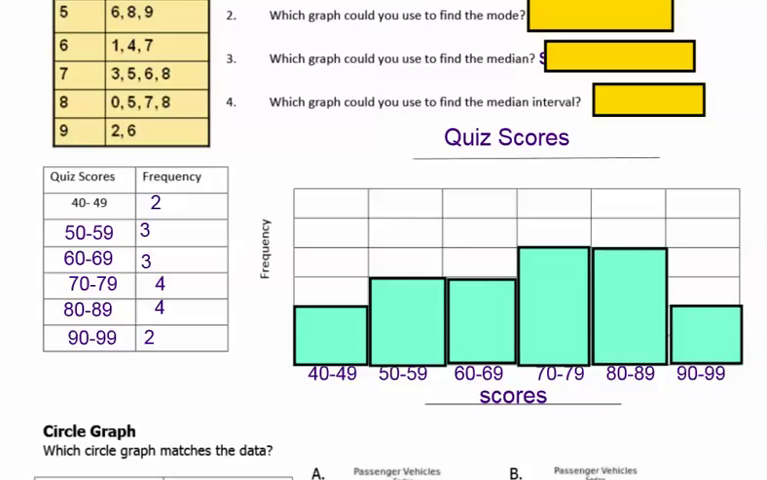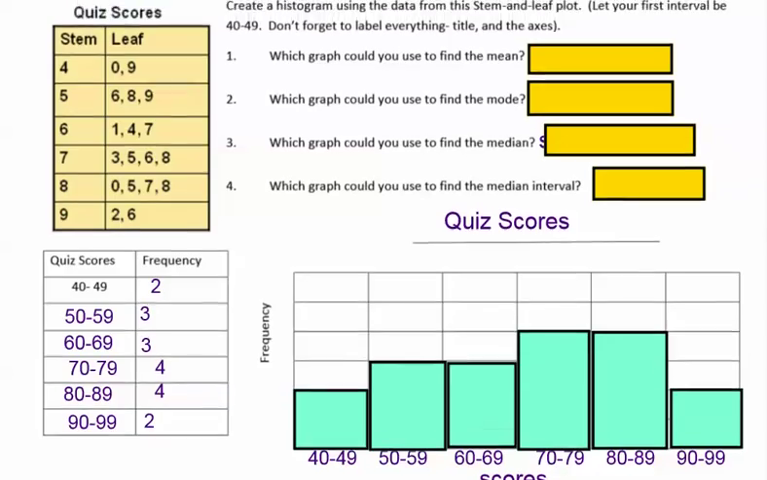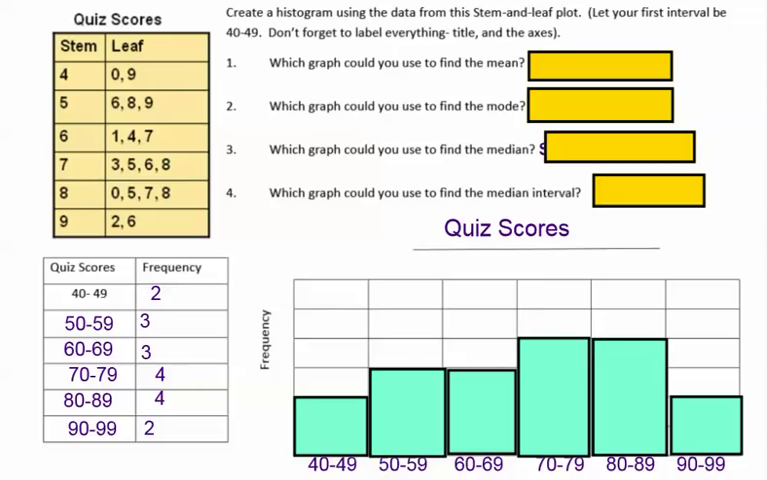Now that we've gone from our stem and leaf to the frequency table to the histogram, really it's stem and leaf to a histogram. But the easiest way to go from a stem and leaf to a histogram is to do the frequency table first. However, you could also go straight from this to this, but you need to do your intervals. Make sure we do intervals, we do not overlap intervals, and we keep them the same size.